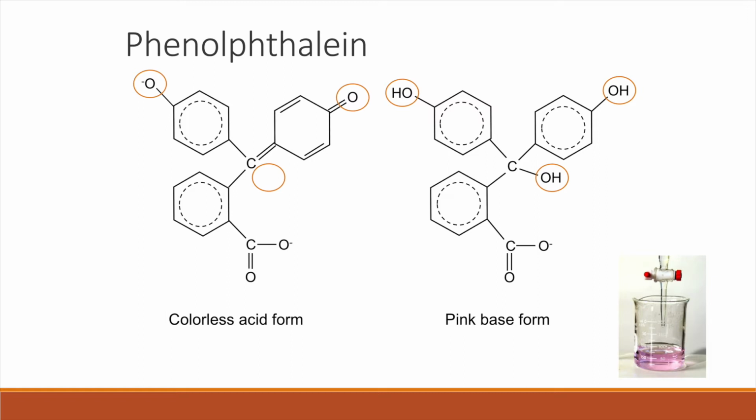So the pink color happens when we're in the presence of a base. The colorless form happens when we're in the presence of an acid. So you can see in the bottom right, there's a picture of what you might see during a titration when it reaches roughly neutral, kind of halfway between its colorless and its fully pink form, that light pink color.